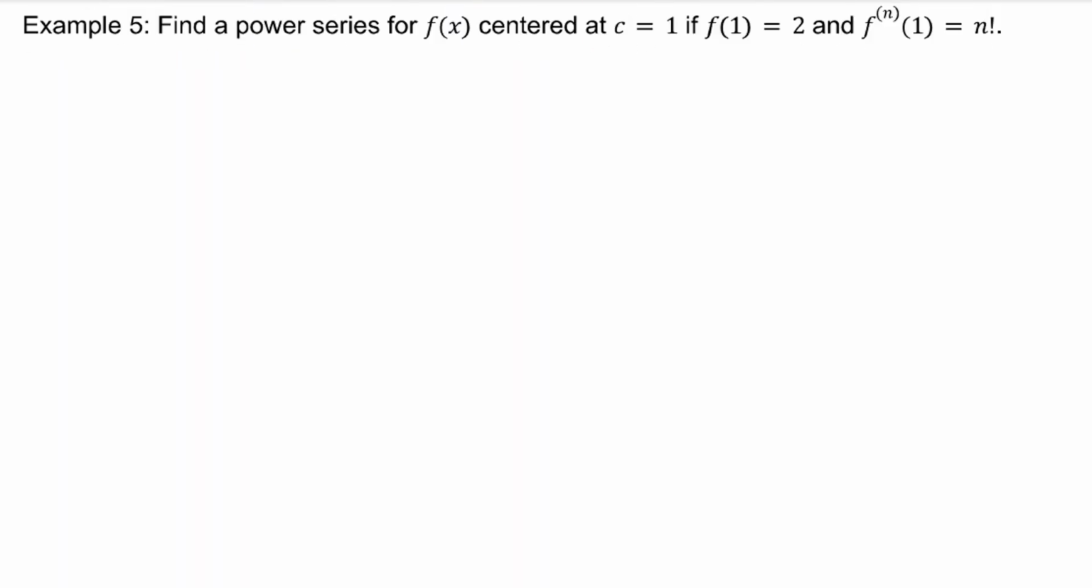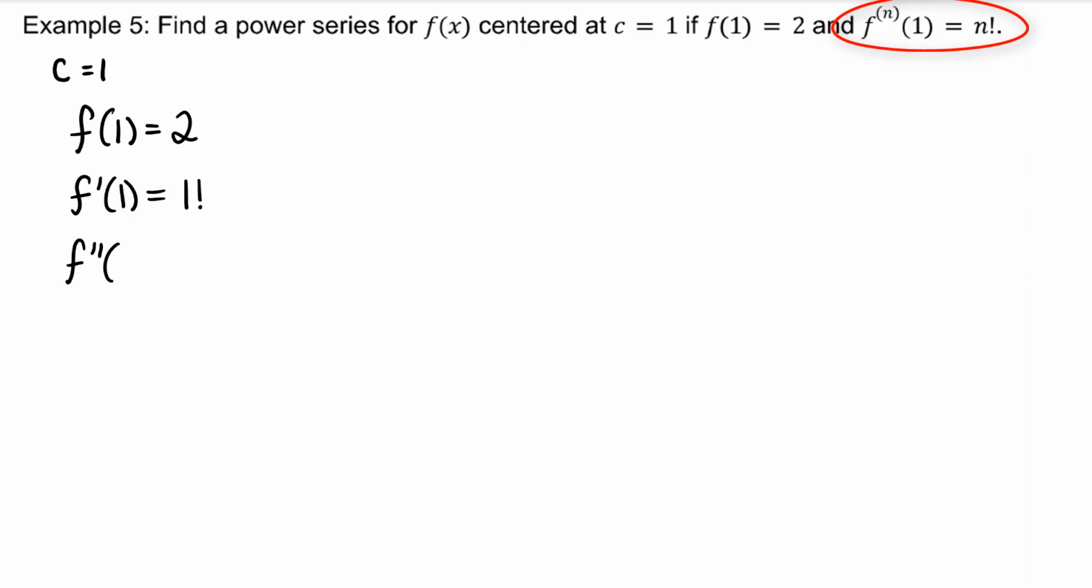For our final example, find a power series for f of x centered at c equals 1 if f of 1 is 2 and the nth derivative of f at 1 is n factorial. Here's our given information. Now, the first derivative at 1 is going to be 1 factorial. The second derivative at 1 is going to be 2 factorial because it is the second derivative. The third derivative at 1 will be 3 factorial. I think going to the third derivative is sufficient, and then we'll also put in that nth term because this is a series, not a polynomial.